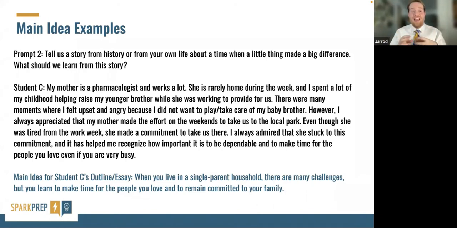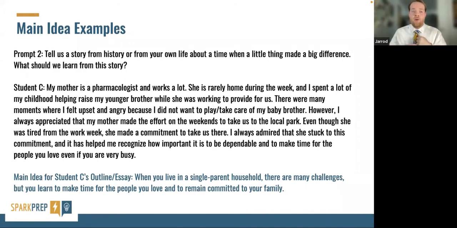So you can see, this specific student is focusing more on the value side of this essay. They are talking about how they felt, their family, things that are important to them as a human being. So the main idea that I glean from this student's thoughts is when you live in a single parent household, there are many challenges, but you learn to make time for the people you love and to remain committed to your family. Let's see if this answers the prompt.